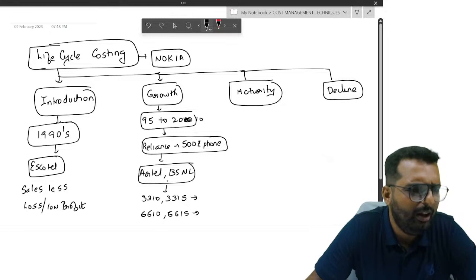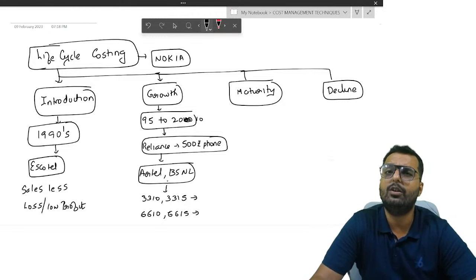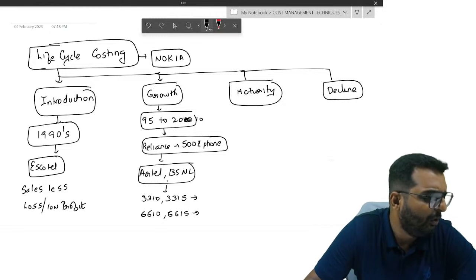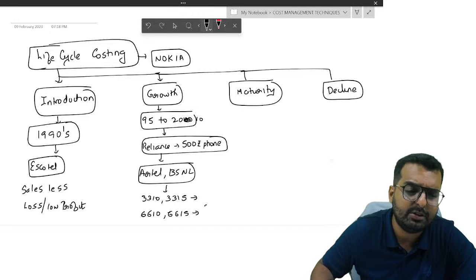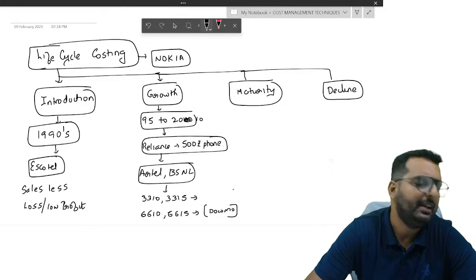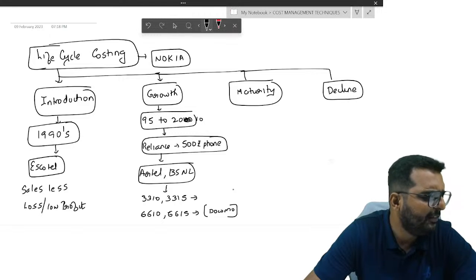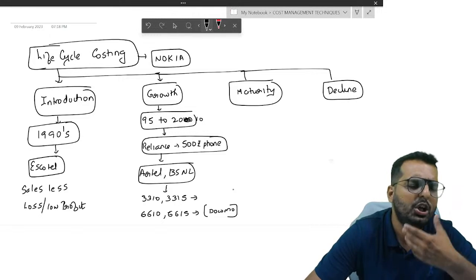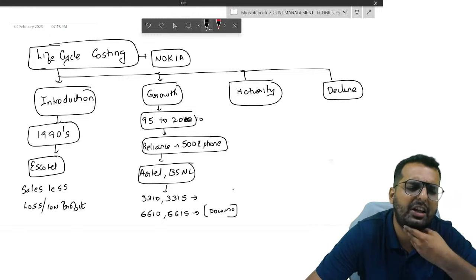Another viral model, first time color phone. 3310 was black and white. 6610 was a color phone, and at this time Tata Docomo came into picture. Tata Docomo came with a scheme that for 1 second you have to pay only 1 paisa. So that scheme became very much viral, and these mobile phones started selling like hell.